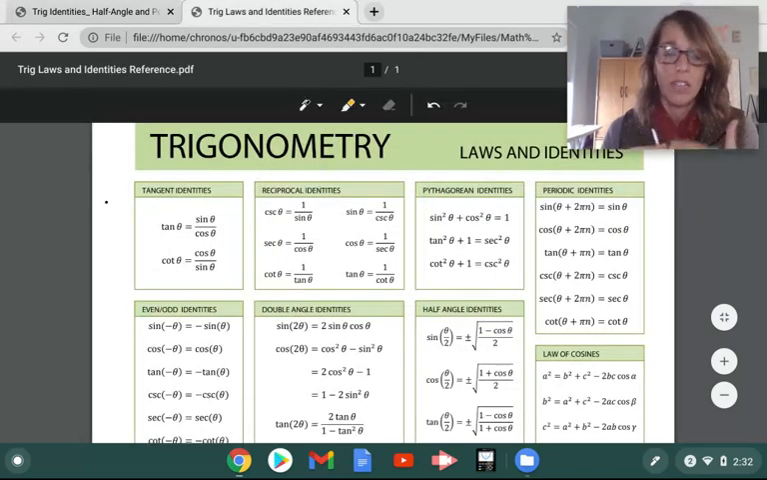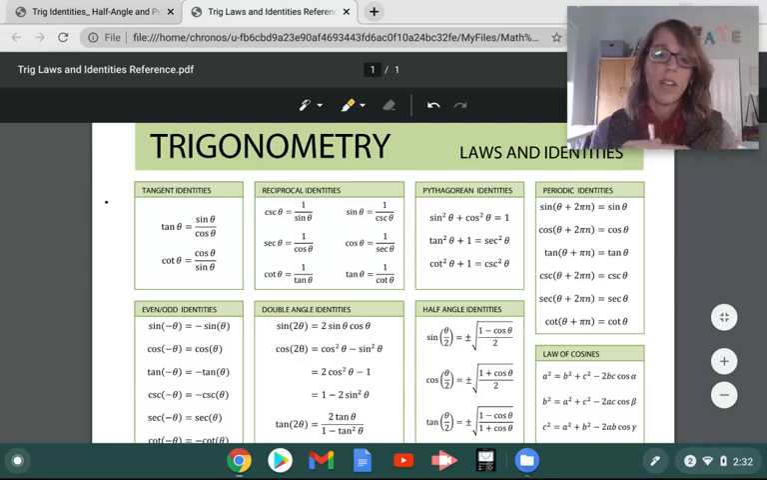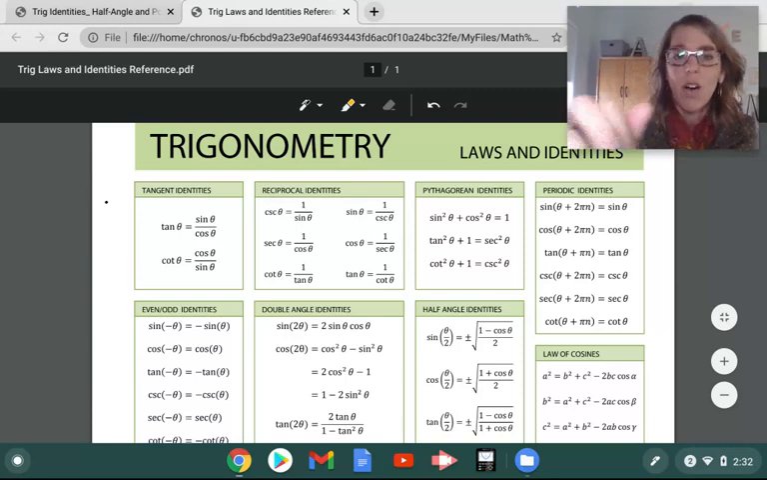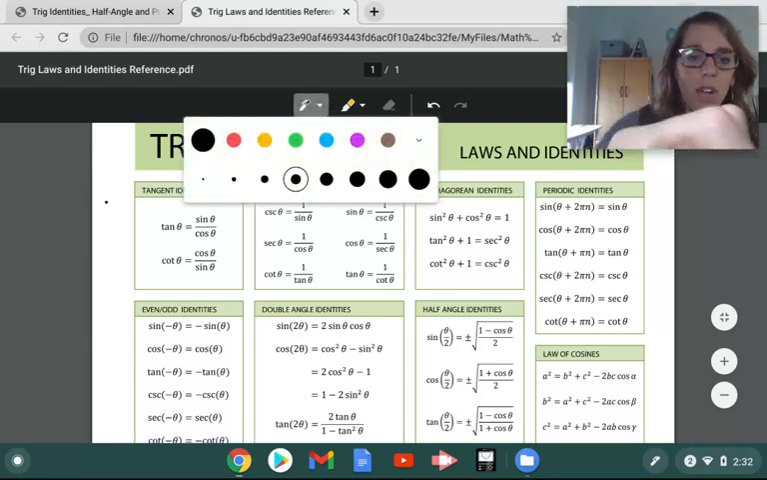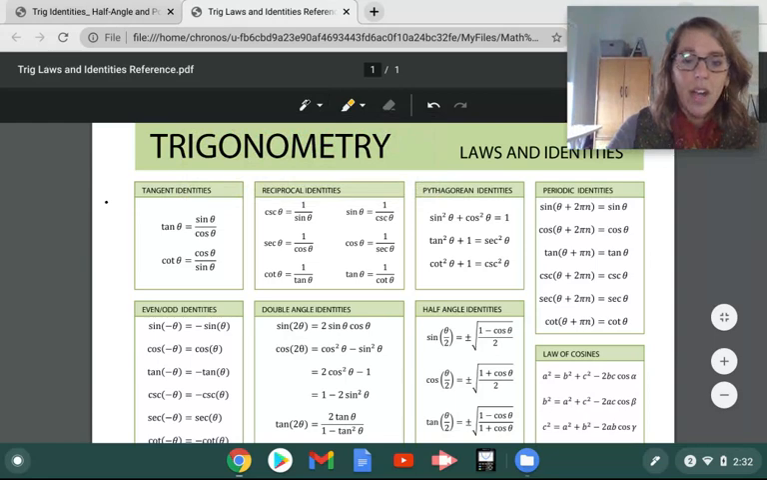Before we get to the lecture, though, I want to go ahead and start with this reference sheet that I found. There's lots of different reference sheets that you can find online. This is the one that I'm working off of. However, we're not going to be using all of these. So, okay, I've got my pen here.